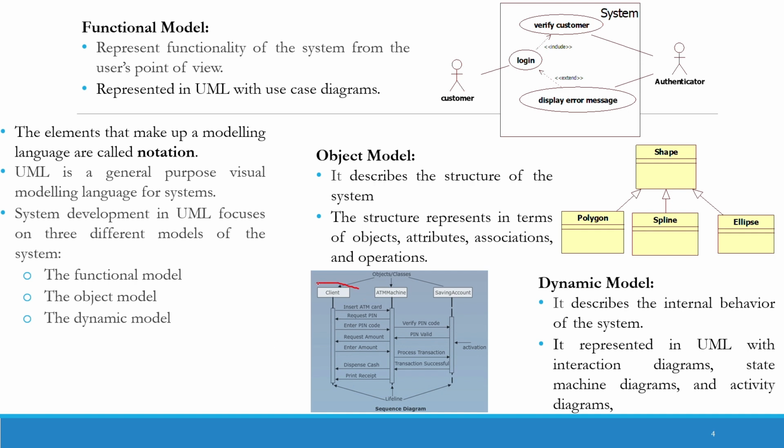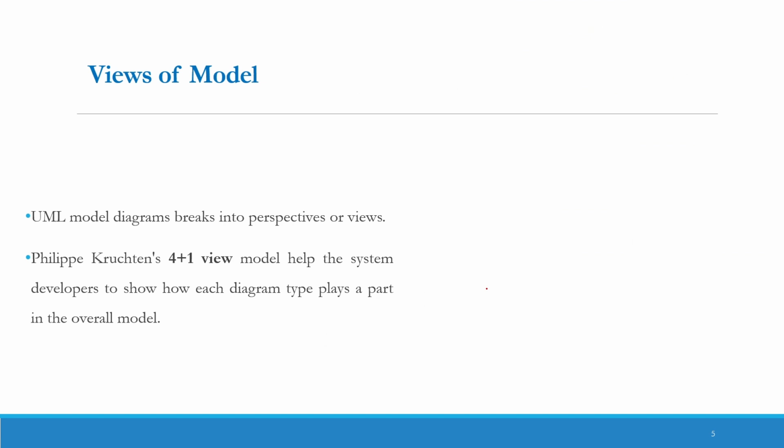For example, here we have a certain system related to an ATM machine. There are different objects. The first is the client, who is an actor. The ATM machine is another object. The saving account is another object. The interaction of these three objects for a deposit happens in such a way. So this is a dynamic, or behavioral, model.